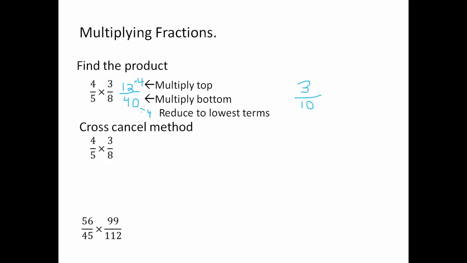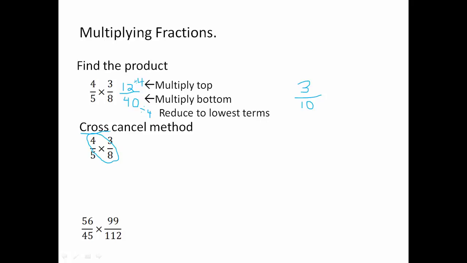Let's take a look at the exact same question though and use the cross-canceling method. When I say we're going to reduce to lowest terms in the beginning, we're going to do it this way. I'm going to look at the two fractions, and any number on top can cancel with any number on the bottom as long as they have a common factor that they can both be divided by. In this case, the two numbers that can be reduced are diagonally across from each other, the 4 and the 8. That's where the cross-cancel method comes from.